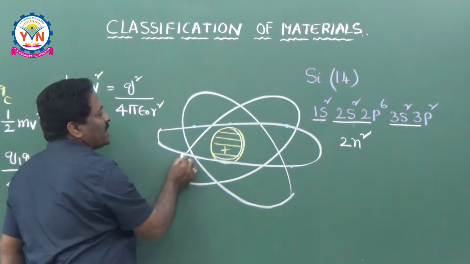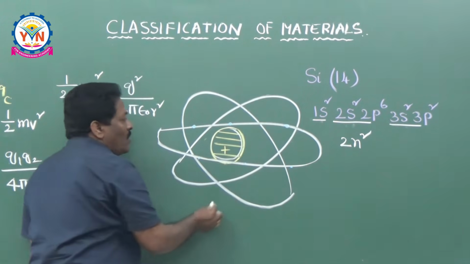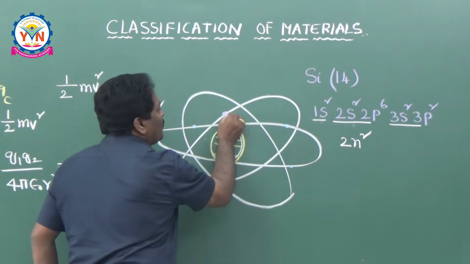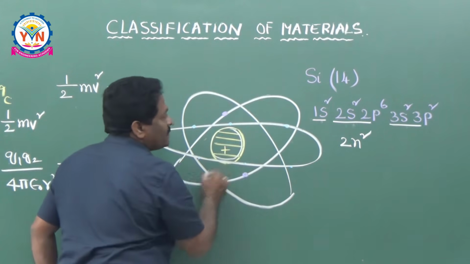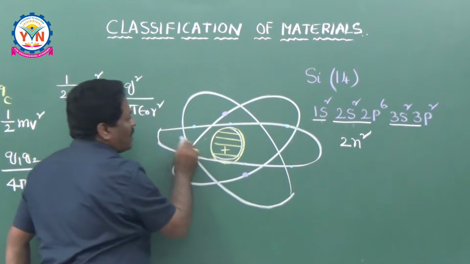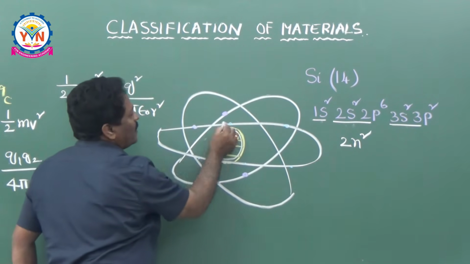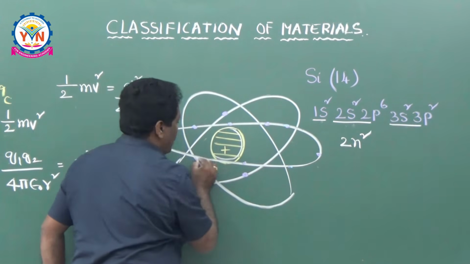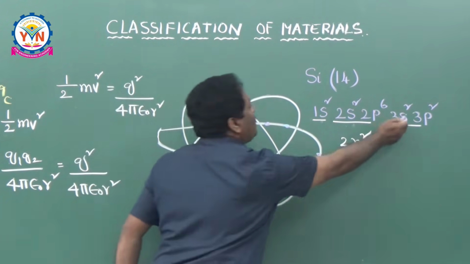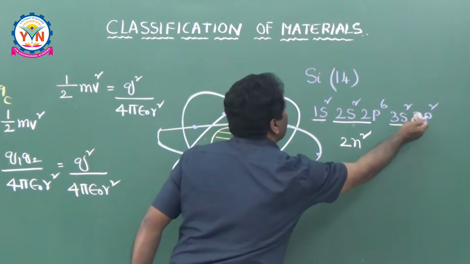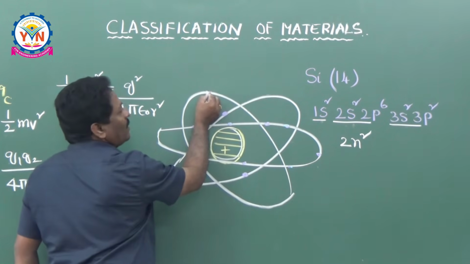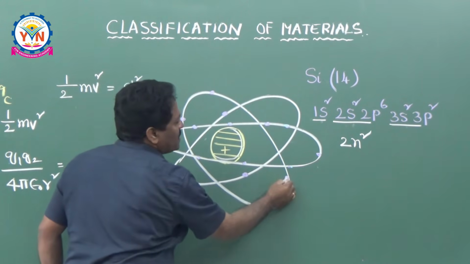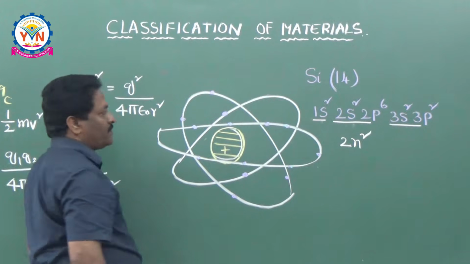Let me say this is the first orbit. First orbit, how many electrons? You can say that there are 2. This is the first and this is the second. And in the second orbit, 8 electrons. Let me say this is 8: 1, 2, 3, 4, 5, 6, 7 and 8. And in the last orbit, that is nothing but the third orbit, you have 4. This is 1 and this is 2. Let me say this is 3 and this is nothing but the 4.